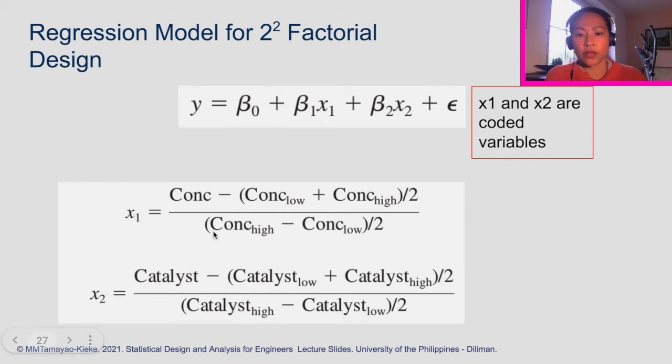To get the value of x1, this is basically equal to concentration minus the value of your concentration at low plus the value of your concentration at high divided by 2, all over the value of your concentration at high level minus the value of your concentration at low level divided by 2. Similarly, we can use the equation x2 equals catalyst minus catalyst at low plus catalyst at high divided by 2, all over catalyst at high minus catalyst at low divided by 2.